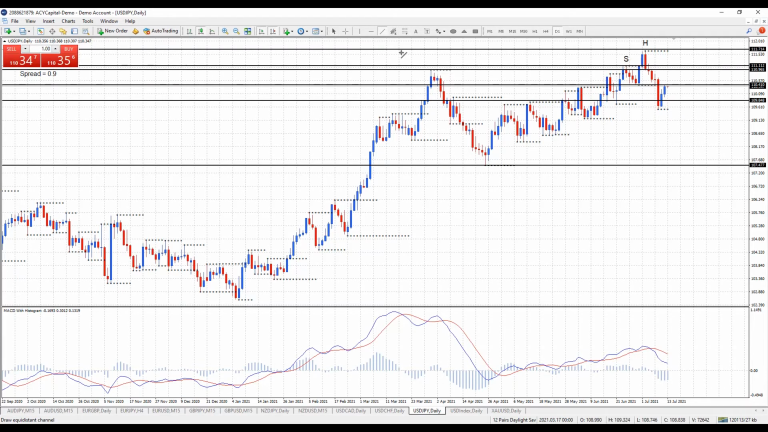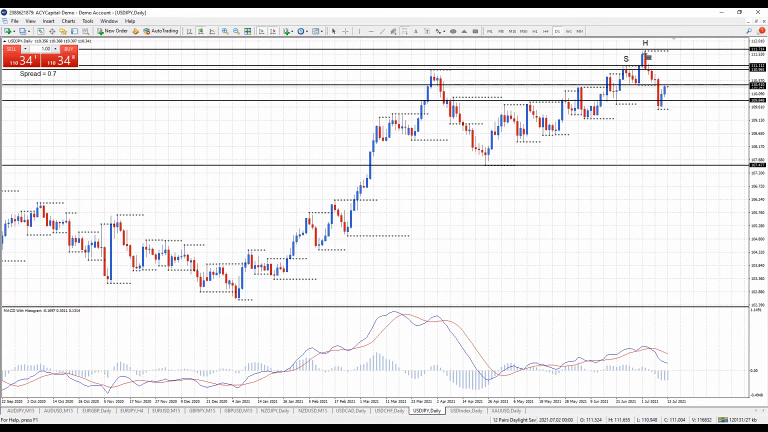On the MACD, we're having negative divergence. This is a higher top up here to this peak here, but quite clearly the MACD isn't getting up to put in a higher top, so that's emphasizing the reversal there.